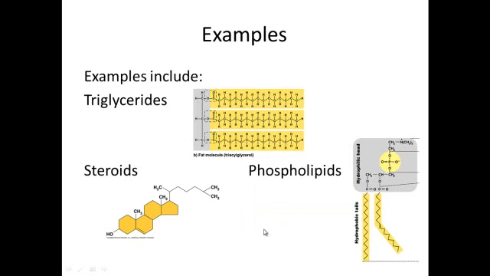Here are some examples, and as you can see, the shapes of them are very, very different. This is a triglyceride. Have you ever heard of triglycerides in your bloodstream? It's one of the fat molecules that flows around your body. You need some, you just can't have too much. Steroids: estrogen, progesterone, testosterone, also things like cholesterol are steroids. And phospholipids. Have you ever heard of a phospholipid? Phospholipids are the major component of all cell membranes.